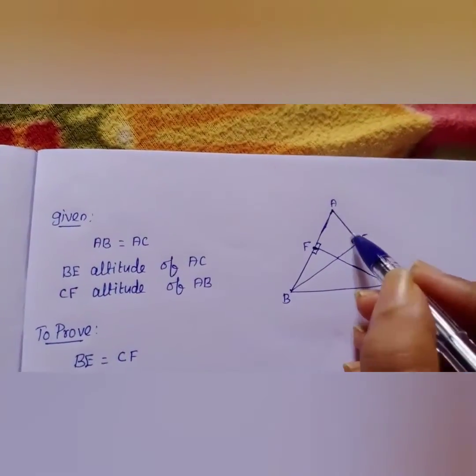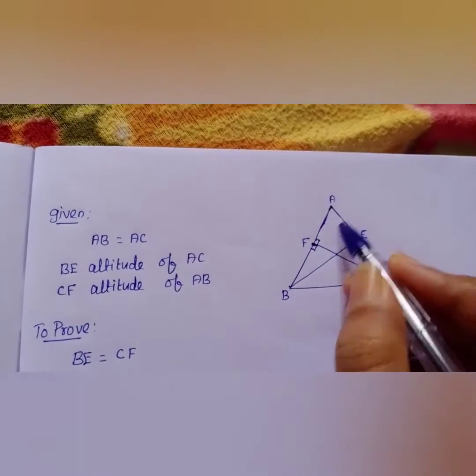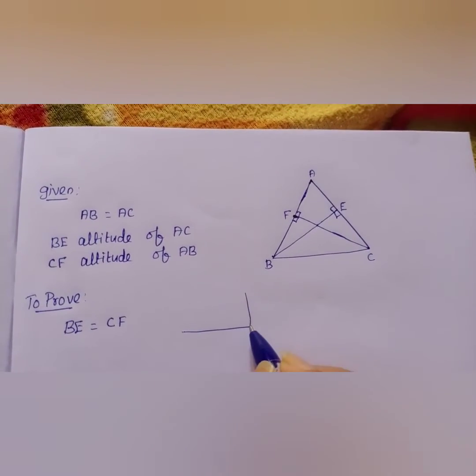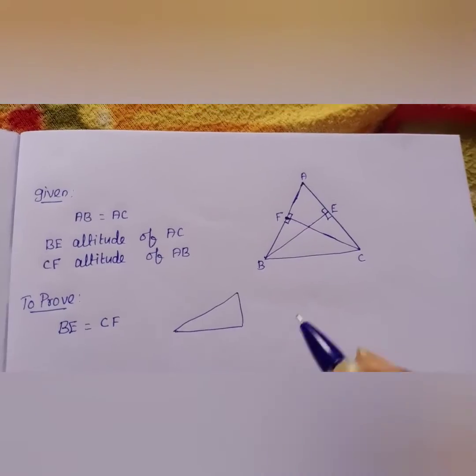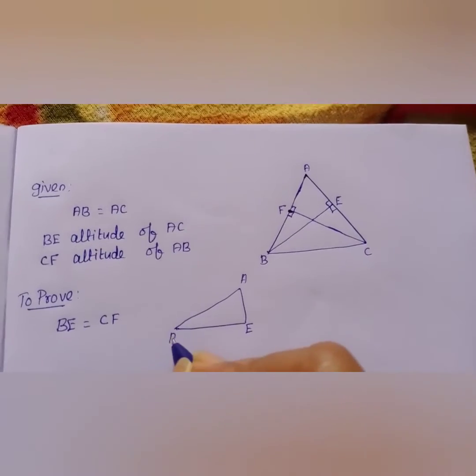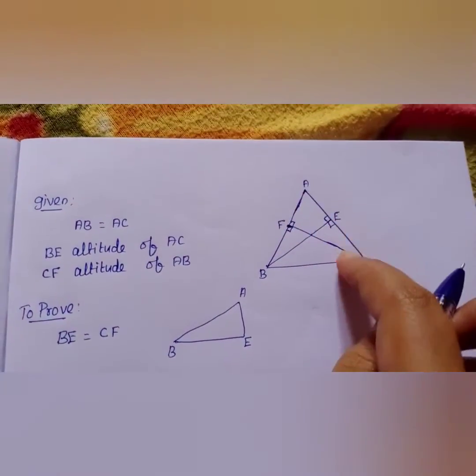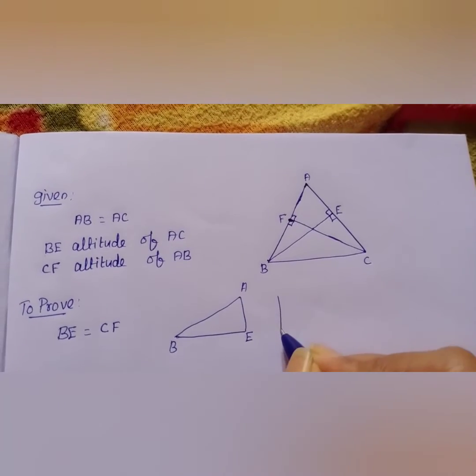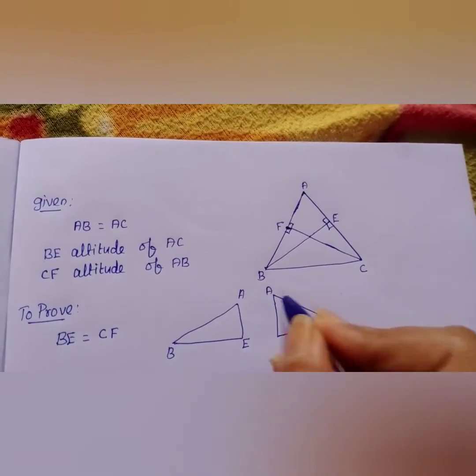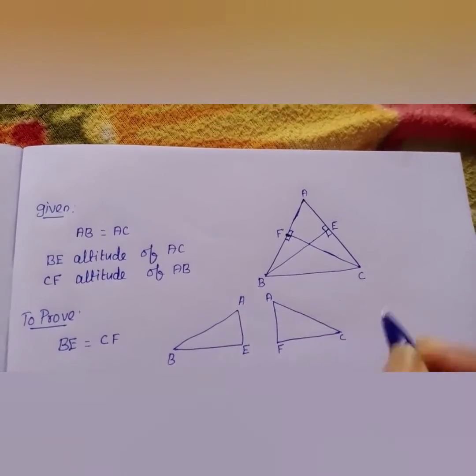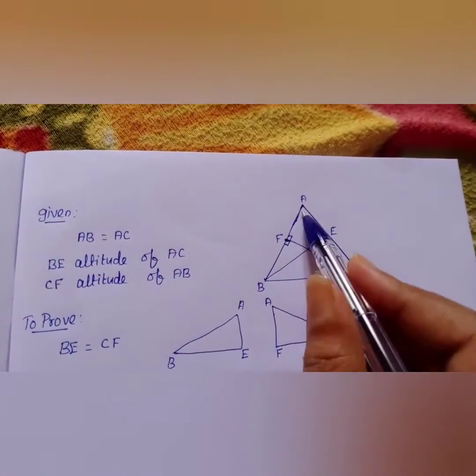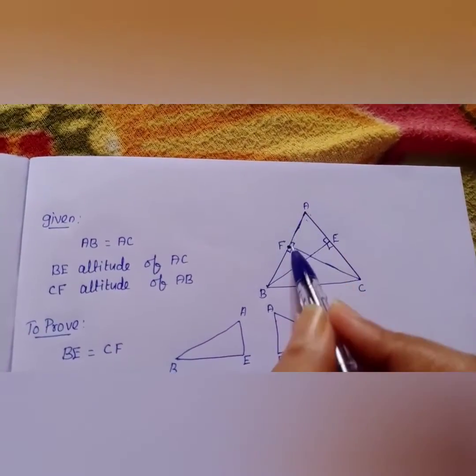Okay, now let's start our solution part. Students, now we are going to select triangles based on the sides BE and CF. So I am going to take the triangles ABE and ACF. AEB is triangle number 1, and another triangle is ACF. I am just selecting the triangles based on that proof. We have to prove BE equal to CF, so I am selecting these two triangles ABE and ACF. Now we are going to prove these two triangles are congruent.